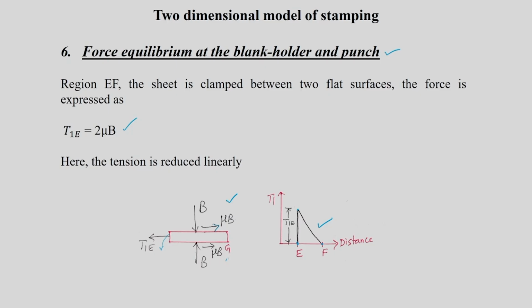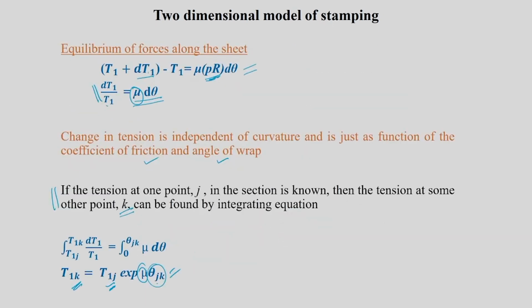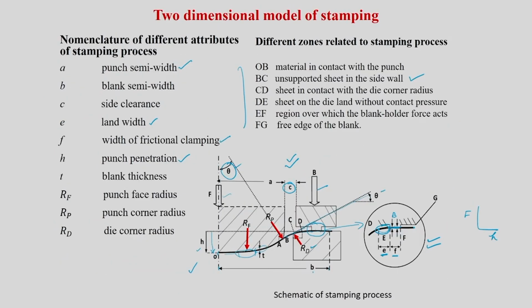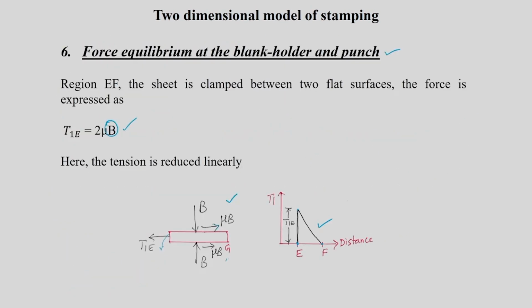Now I can get the blank holding force from this: it is T1E divided by 2 mu. Now I want to get the punch force. The punch force is this F. The contact pressure has been obtained, so now I want to get this punch force F. There are a lot of ways to get it, and you will see that we can do a very simple analysis to get this F.